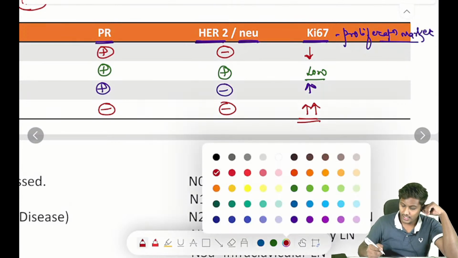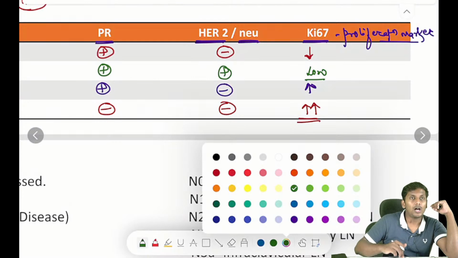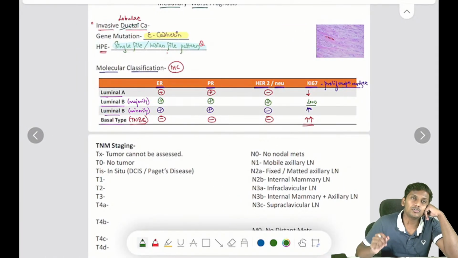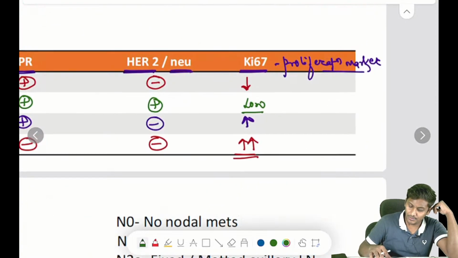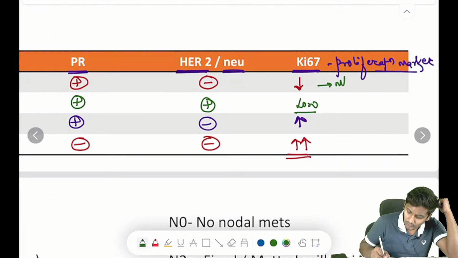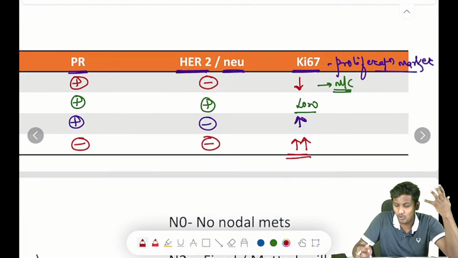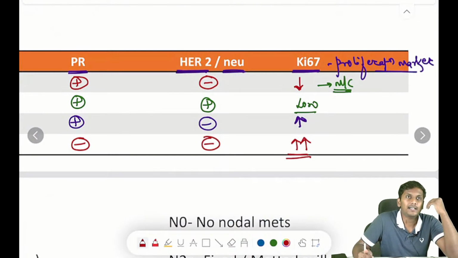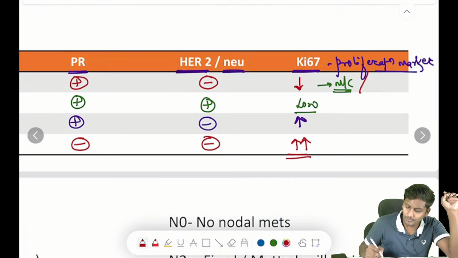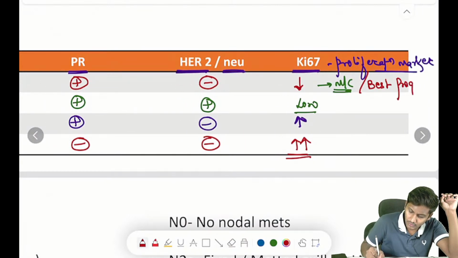Now important is, if they ask you which is the most common subtype according to this molecular classification, you have to remember the most common subtype will be luminal type A. Another important thing is that luminal type A, as it has a low proliferation marker, has cells dividing but less rapidly, and therefore it will have the best prognosis. So if they ask you among the molecular classification which type of breast cancer has the best prognosis, it is the luminal type A.